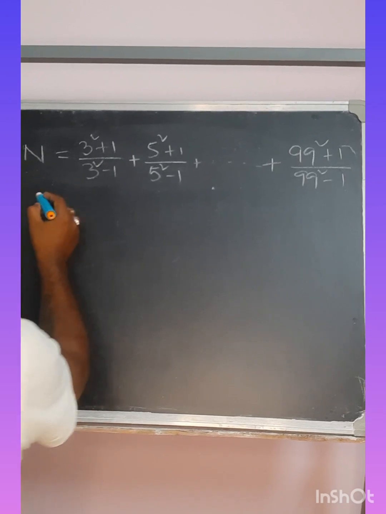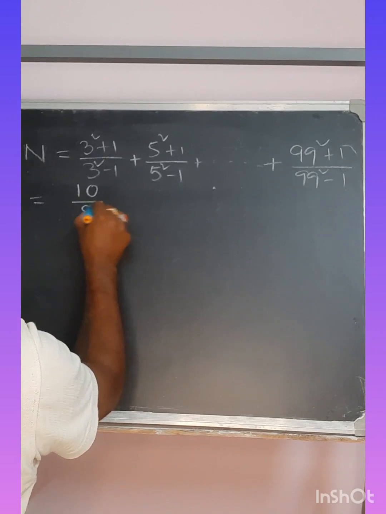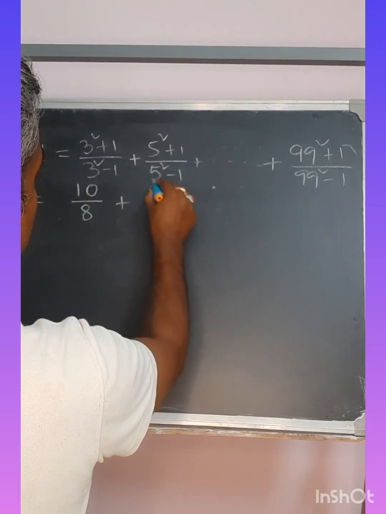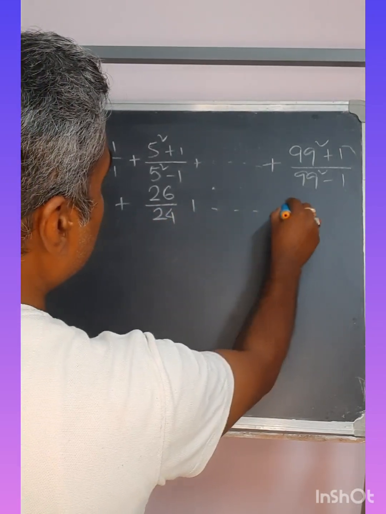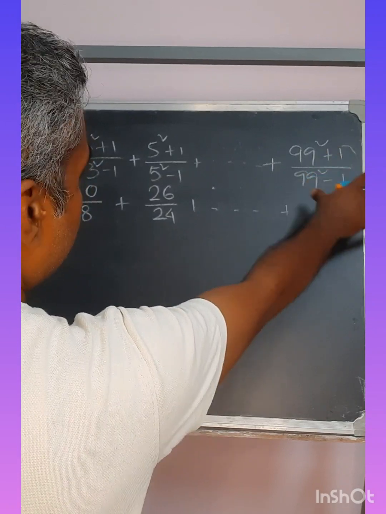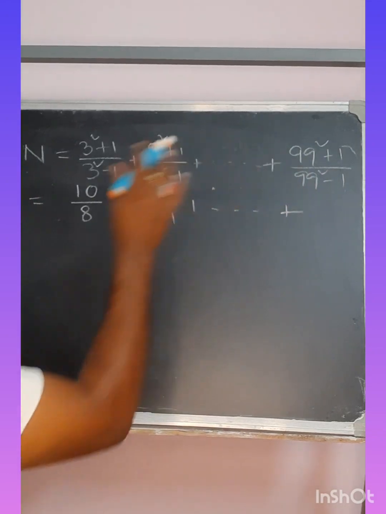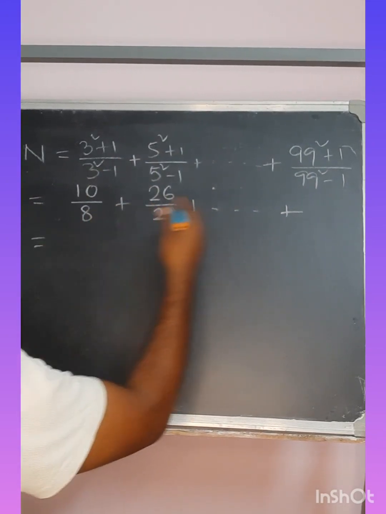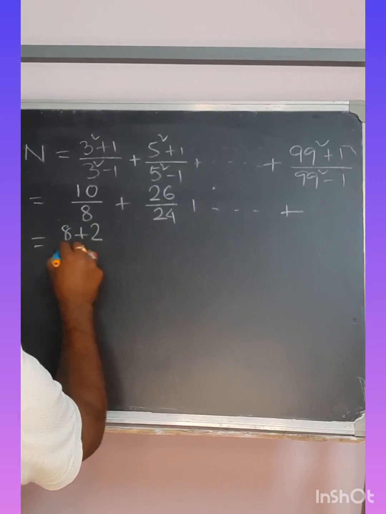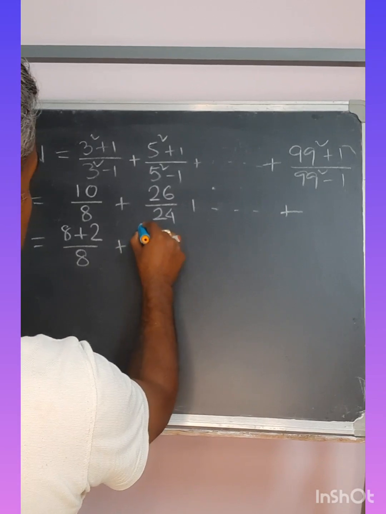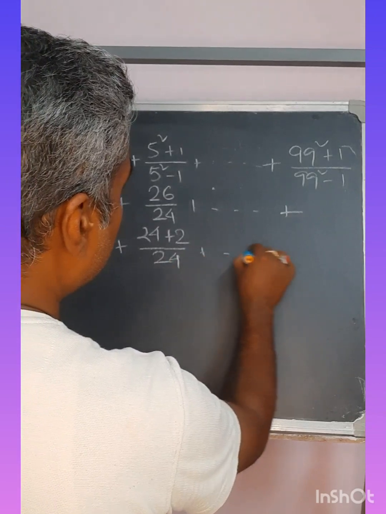So let me start with the first term. The first term comes to 10 upon 8. The second term comes to 26 upon 24. Similarly, I am not going to calculate further because this will be a big calculation. I am avoiding that, and without doing that, let me see whether I can solve this problem. Now I am dividing this into two parts, 8 plus 2 by 8, similarly 24 plus 2 by 24, like that up to the last term.